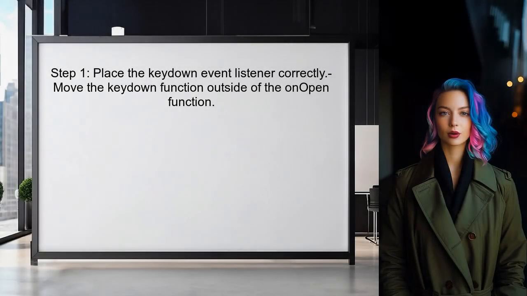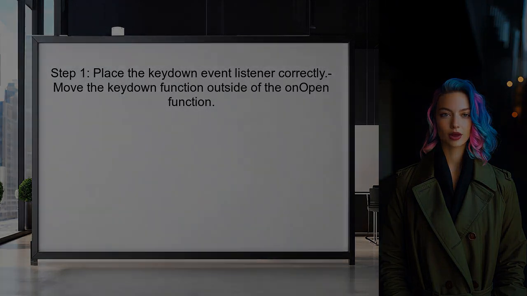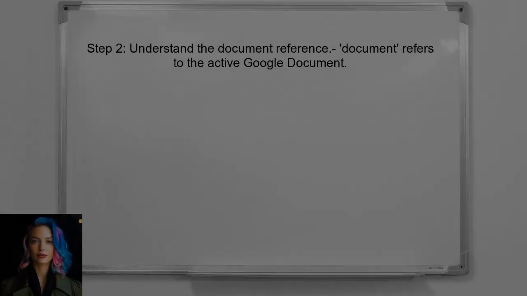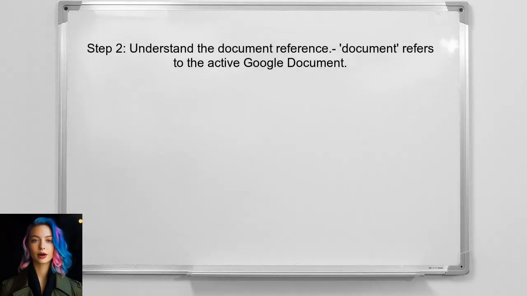To begin, the user needs to place the keydown event listener in the correct location within their script. This should be done outside of the onOpen function to ensure it runs properly. Next, the user should understand what the document refers to in this context. In Google Apps Script, the document is the active Google document where the script is running.